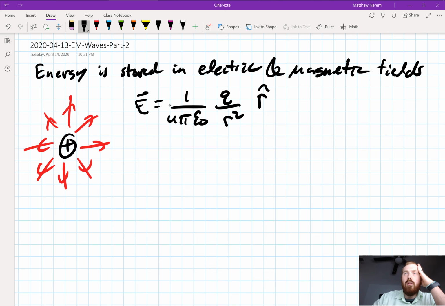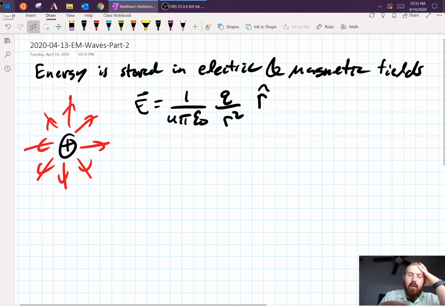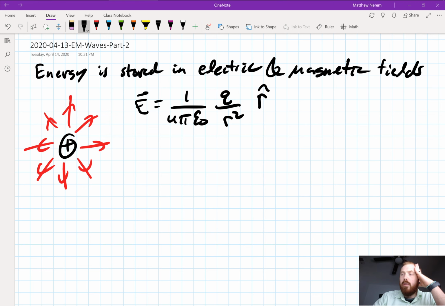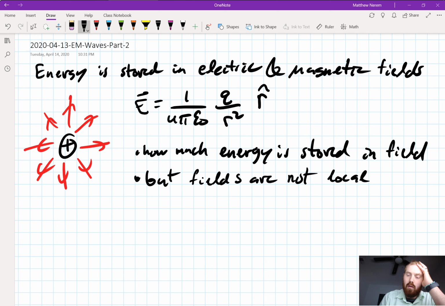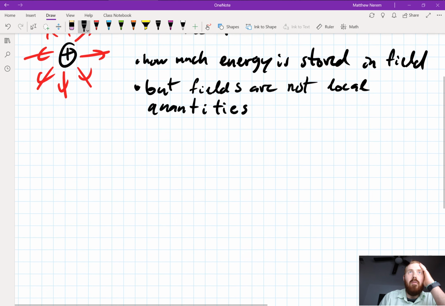So there's a little conundrum that we have to figure out, right? We'd say, how much energy is stored in there? How much energy is stored there? But look back at the r squared dependence. The electric field exists everywhere. All right? Fields are not local quantities. They exist everywhere in space. So we need to shift our mindset, all right?